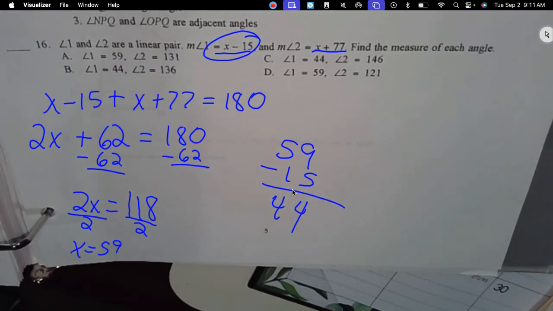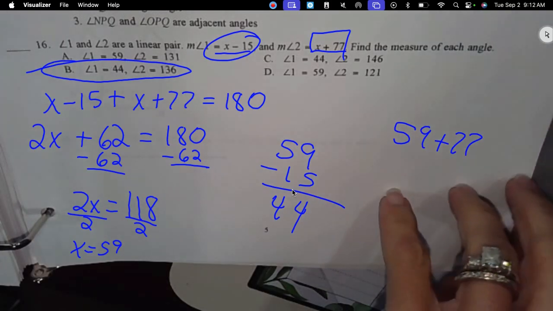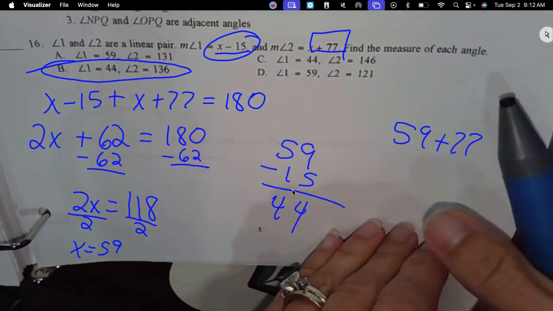Then, how do you find angle 2? 59 plus 77. What is that? 136. It's 136? Okay. So our answer is B. Are we good with that one? Yes, no? Maybe. Okay, can I keep going?